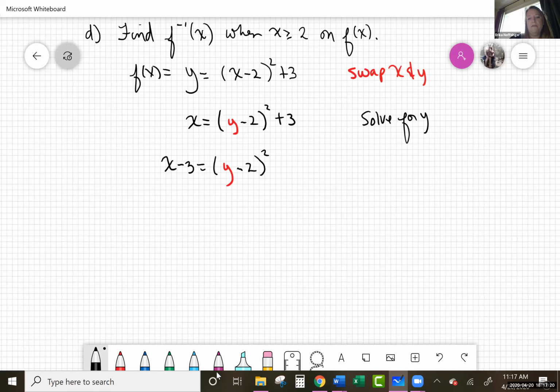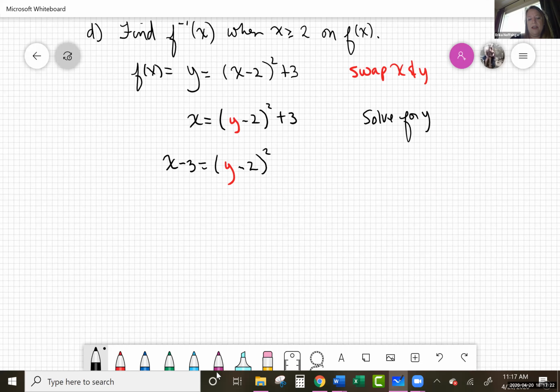Okay, so now we got that perfect square by itself, so we can get rid of that square, remember, by taking the square root of both sides of our equation. And when we took the square root, we had to put that plus or minus there. I'm going to put it there, and I'm going to put a question mark because we're going to come back to it in a second.